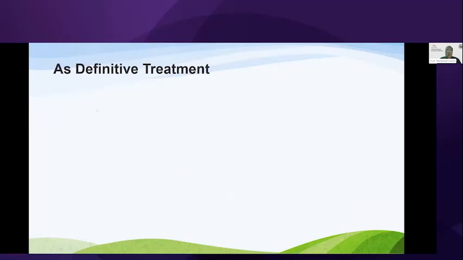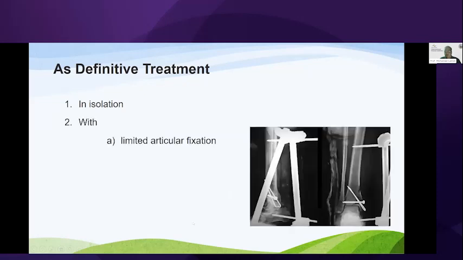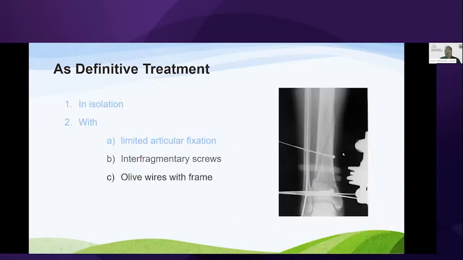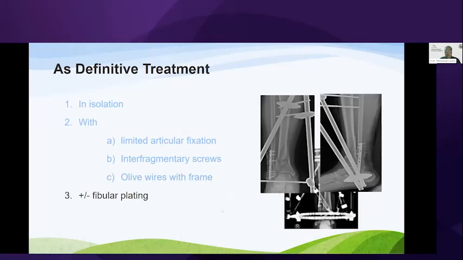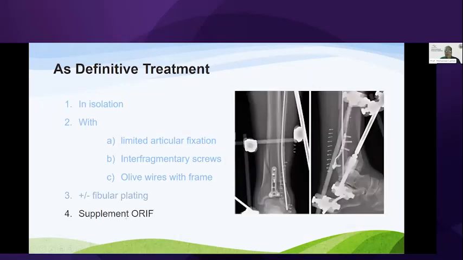We can use external fixation as a definitive treatment, either in isolation or with limited articular fixation, or interfragmentary screw for the metaphyseal extension, or can use olive wire within the frame of Elizarov, plus or minus fibular plating, and supplemented open reduction internal fixation by minimal or minimally invasive plates.